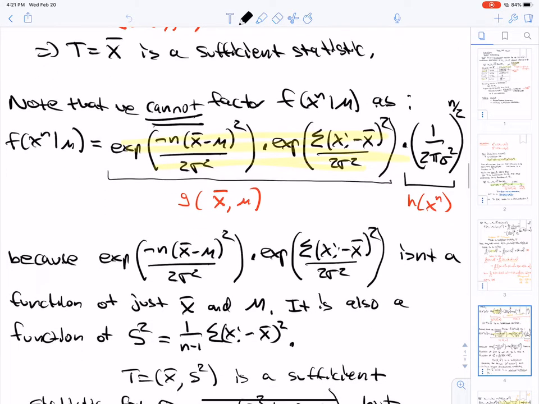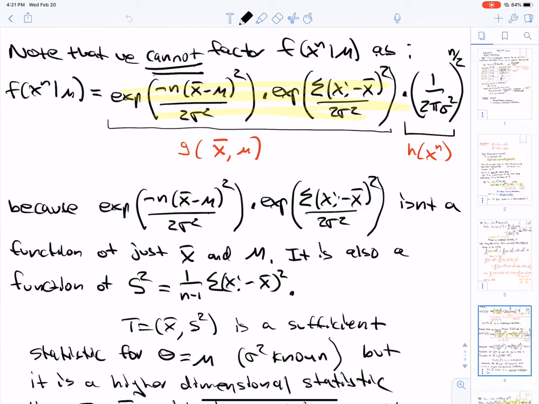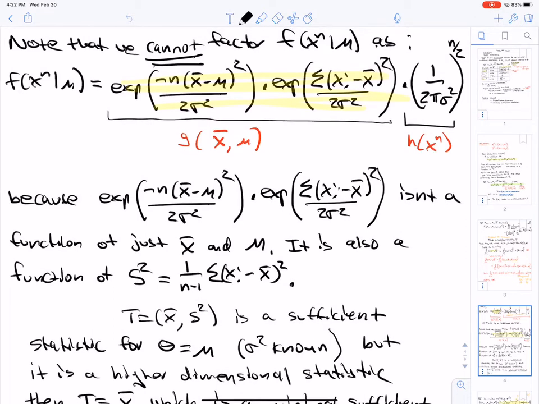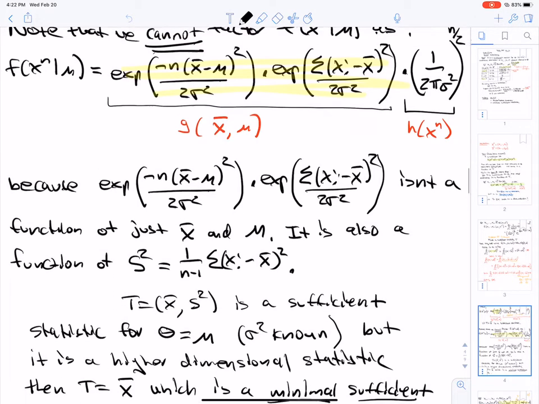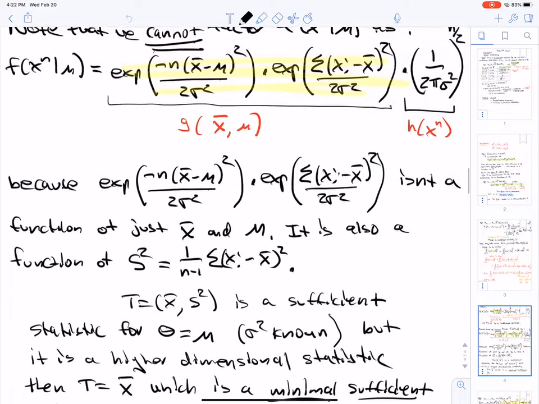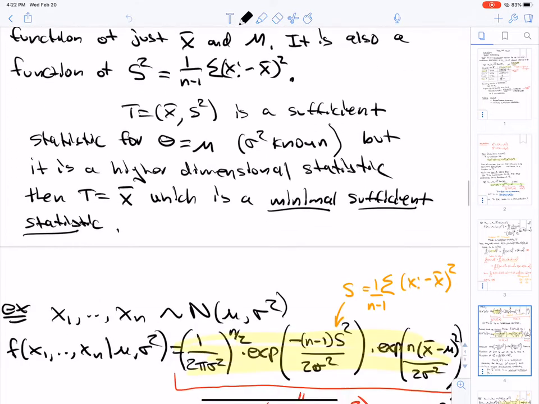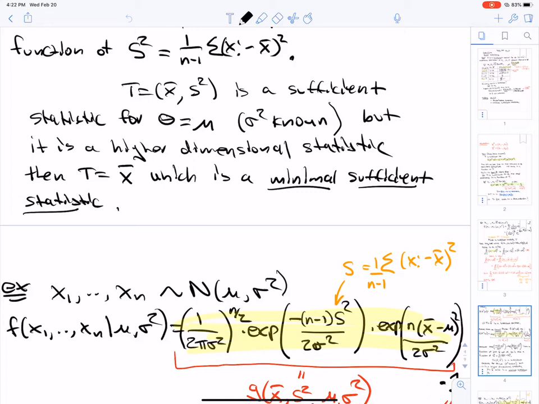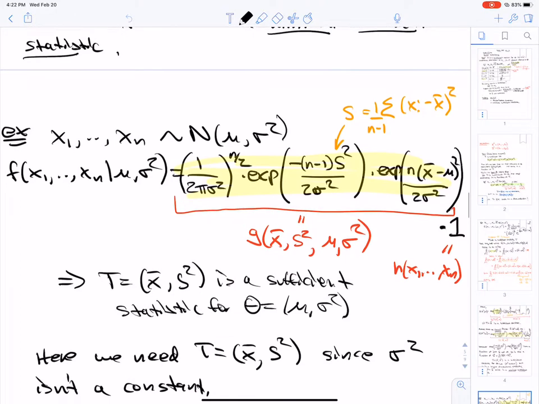Note that you can't factor it like this because here the g part involves not just x bar but also xi minus x bar. So in fact you could say that it involves not only x bar but s squared. So x bar and s squared would be a sufficient statistic, although not a minimal sufficient statistic. T being x bar would be a minimal sufficient statistic, in fact. But we'll see what that means later.